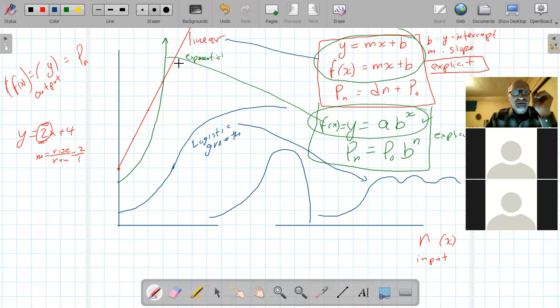It could be the CO2 in the atmosphere, any of those kinds of things that you have an interest in and you can get data on, and you'll make an exponential equation or a linear equation and make a prediction about what might happen in the future. We won't do logistic as part of the project. You can pick one of those two to do your project on.